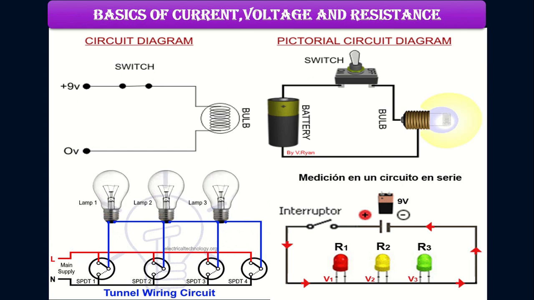If we have several light bulbs, you can see in the second diagram, in the wiring circuit, there are several bulbs and each has its own switch. If we have several light bulbs, each light bulb can have its own individual switch, or we can have one switch which controls all the light bulbs. In the case of the third diagram, we have only one switch which controls all the light bulbs.